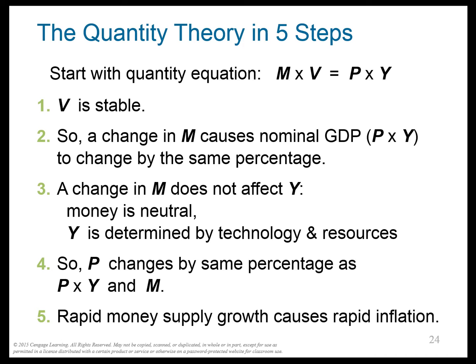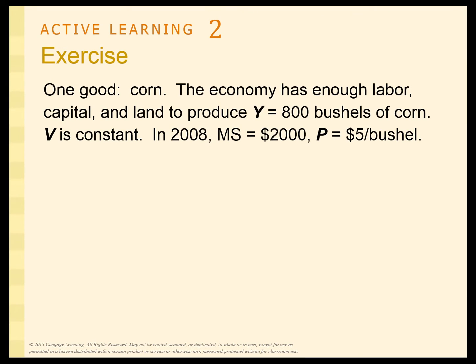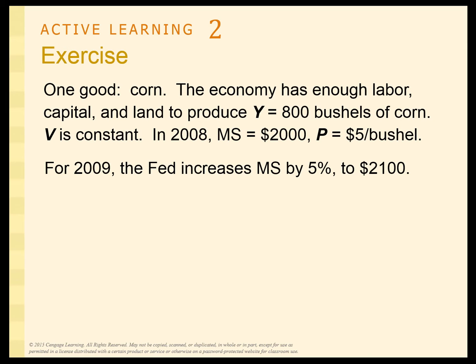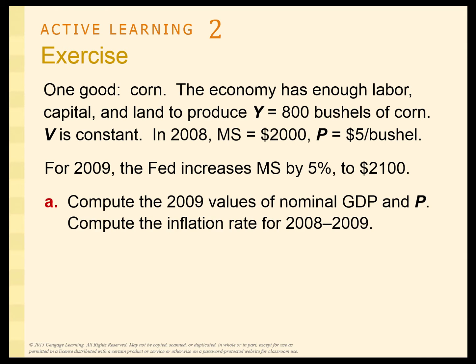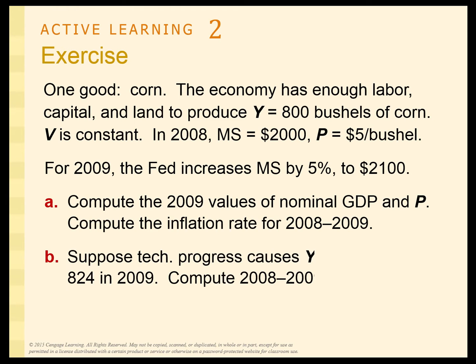This is the algebraic, or equation, way to think about what happens when the Fed prints too much money. So use this same formula and the data given here, except I'm going to have the Fed increase the money supply by 5% to $2,100. I need you to compute the values of nominal GDP and the price. Then compute the inflation rate. Then suppose that Y increases to 824 and look at the inflation rate there.